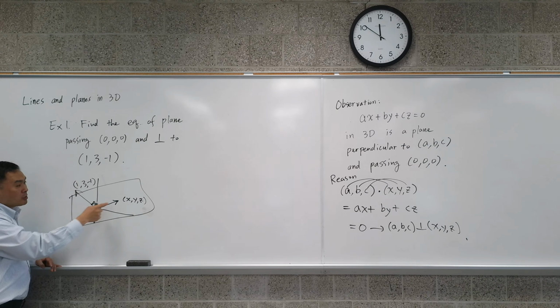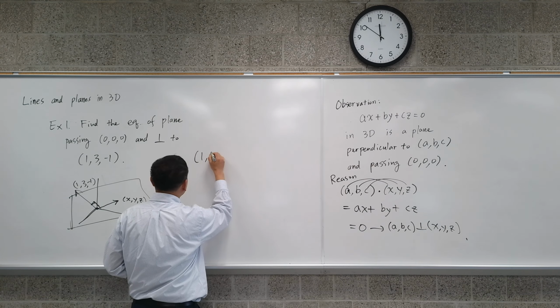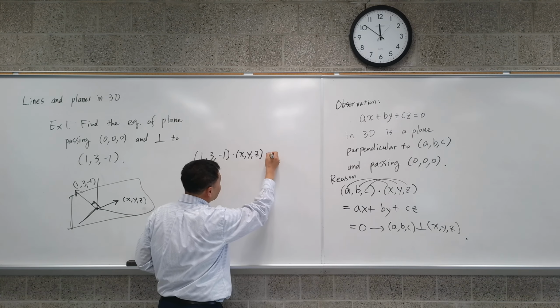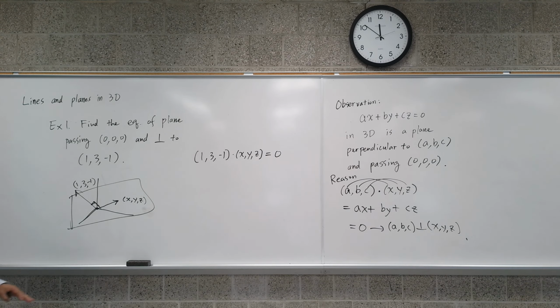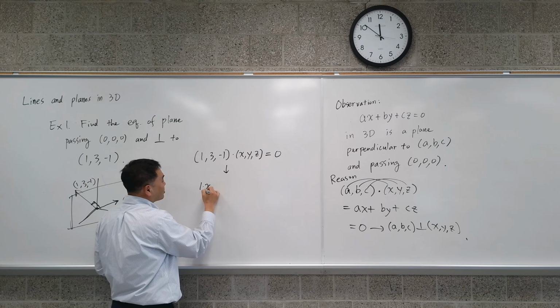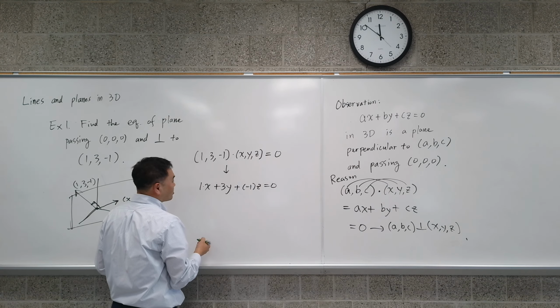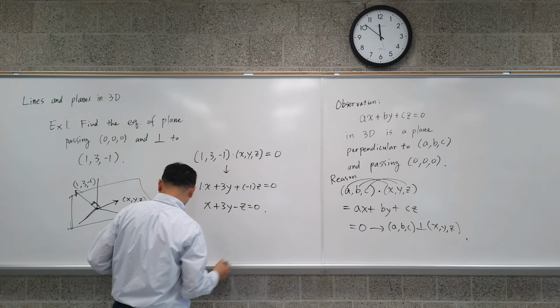Then what do we know? Then this x, y, z better be having a dot product with this vector as 0 because they're perpendicular, right? So we say that 1, 3, negative 1 dotted with x, y, z must equal 0. Okay. And then that directly translates to 1x plus 3y plus negative 1z equals 0. So that's it, that's the answer. If you want to simplify, you can write it like this. That's it.